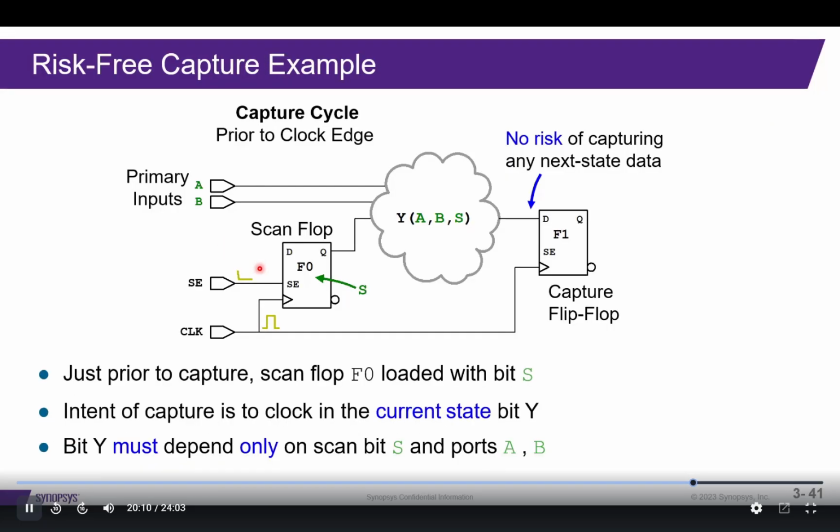Here's an example of risk-free capture. Just prior to capture, the scan flop F0 is loaded with bit S. The intent of capture is to clock in the current state bit Y, but the bit Y must depend only on the scan bit S and the primary inputs A and B.